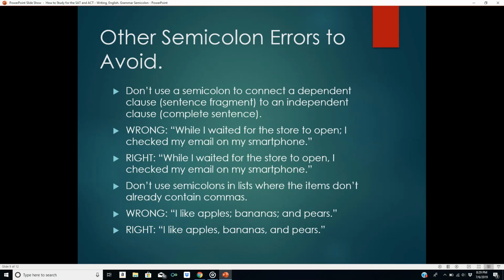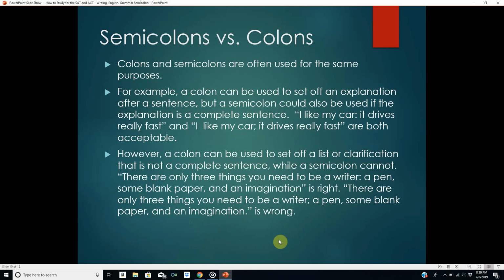Don't use semicolons in lists where the items don't already contain commas. So the wrong example here would be: "I like apples; bananas; and pears." No, since there are no commas in apples, bananas, or pears, you don't need semicolons as separators. So the right way to write this sentence would be: "I like apples, bananas, and pears."